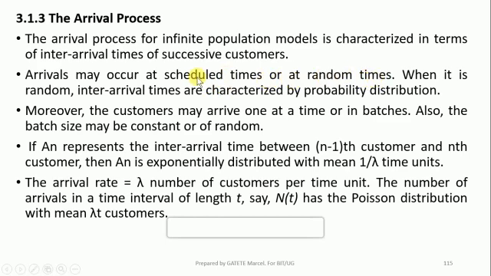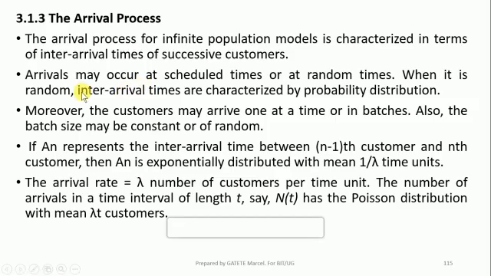Arrivals may occur at scheduled times or at random times. They can come at known times. You say that people have to come every 30 minutes: the first has to come at 9 o'clock, the second one at 9:30, the next one at 10 o'clock, like that. At random times, they come anytime. There is no precise time, so they can come randomly.